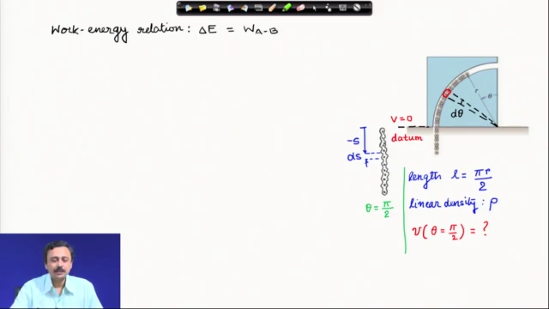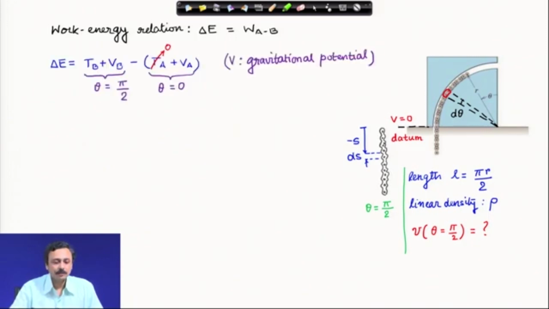First, let us look at the total mechanical energy. The change in the total mechanical energy is the total mechanical energy at B minus the total mechanical energy at A, which I have written out. Here the potential is due to gravity, and that is the only force which does the work. There is a normal reaction from the circular guide, but remember, this guide is frictionless.